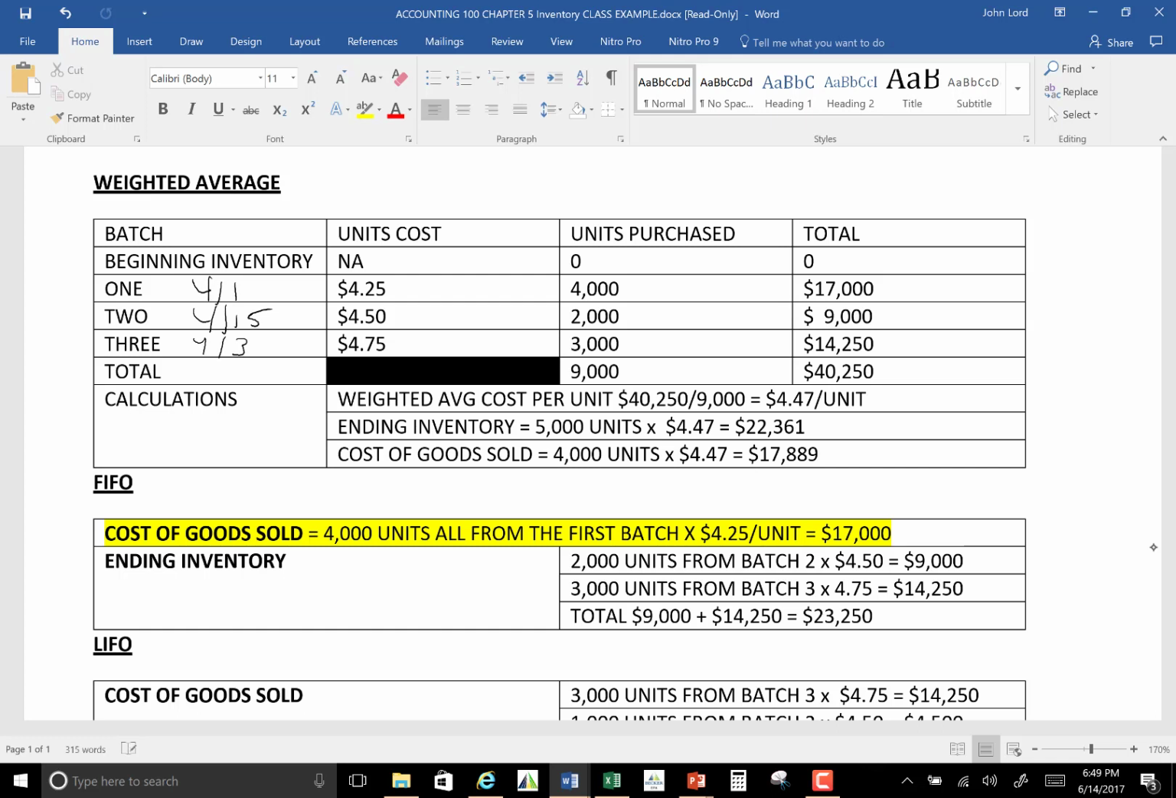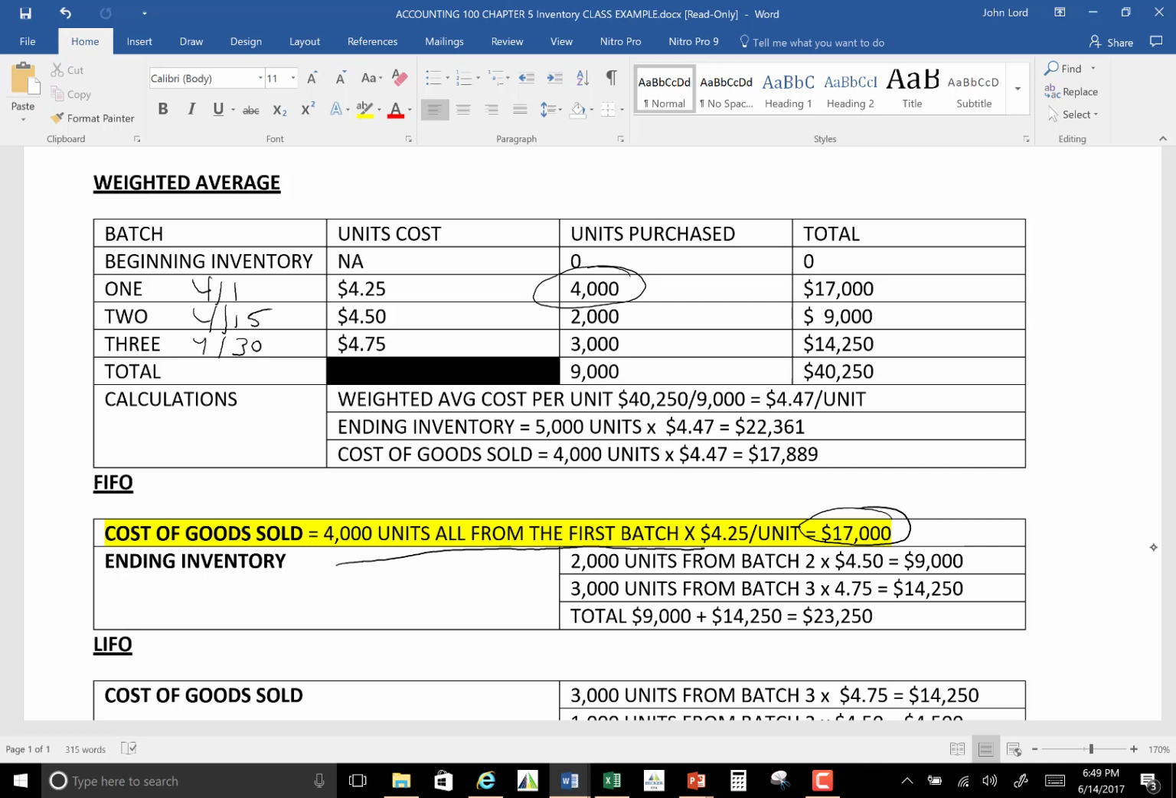Okay, so which ones do we sell first? First in, first out. We sell those, and we sell all 4,000 of those, don't we? So 4,000 times 4.25. Do I know my cost of goods sold? 17,000. Is that a piece of cake? Okay. Then what? Then I've got 5,000 units left in ending inventory, don't I?